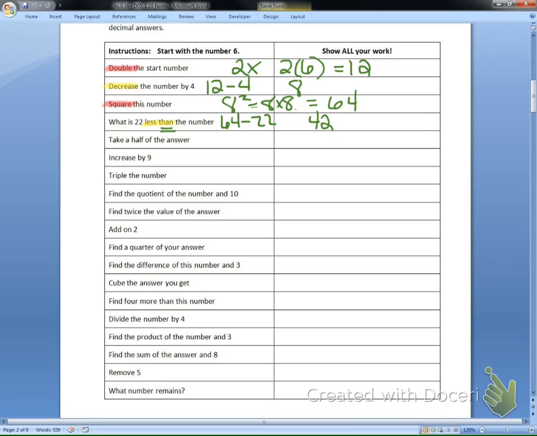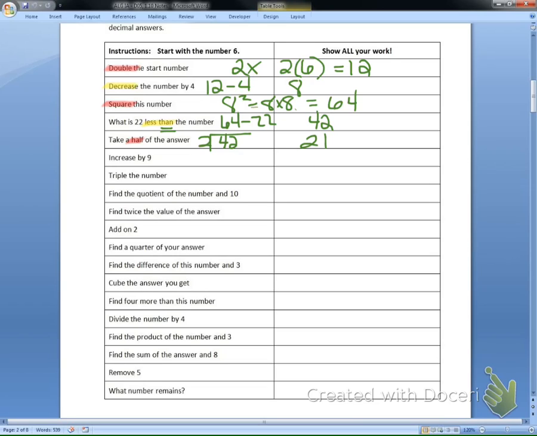In the next one, it says take half of the answer. There's one of those red flag words, half. What operation does half mean? Divide. So we'd have to take our 42 and divide it by 2. 42 divided by 2 is 21.